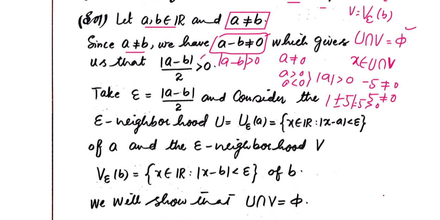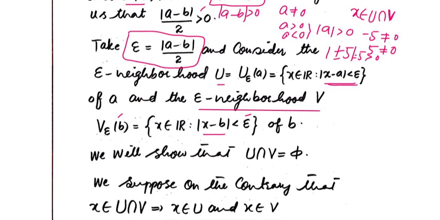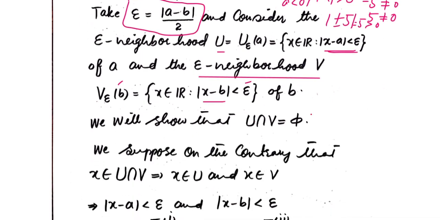Now I have chosen this number as epsilon, and consider the epsilon neighborhood U. The epsilon neighborhood U is the set of those real numbers that satisfy this inequality: absolute value of x minus a is less than epsilon. Similarly, the epsilon neighborhood V, which is the epsilon neighborhood of b, will be the set of x such that absolute value of x minus b is less than epsilon. We will show that these two sets have an empty intersection.